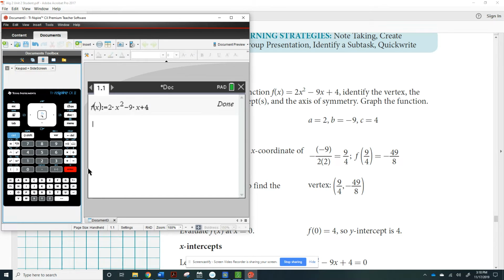And I'm going to press enter, and nothing happens other than the fact that it tells you, okay, it has this function now. And I like the way that it does it because it kind of makes obvious what your a and your b and your c are.